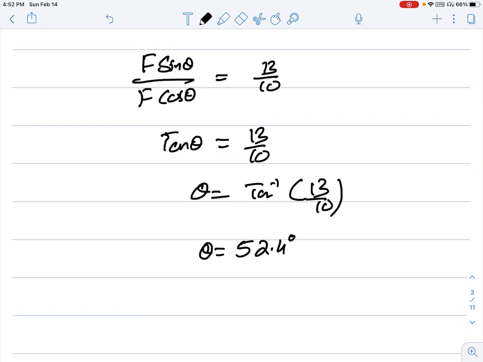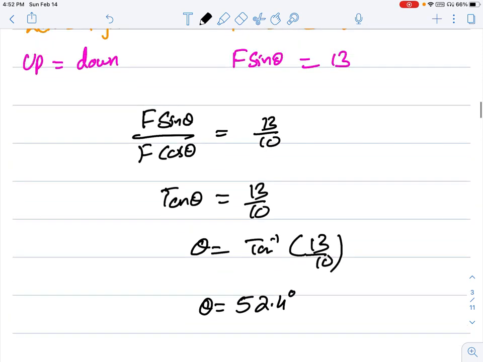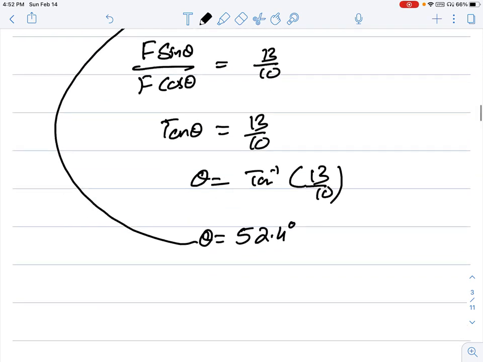Now I need to find the value of F. So what am I going to do? Substitute this theta value there. So F sin 52.4 is equal to 13. From there I get F is equal to 16.4.